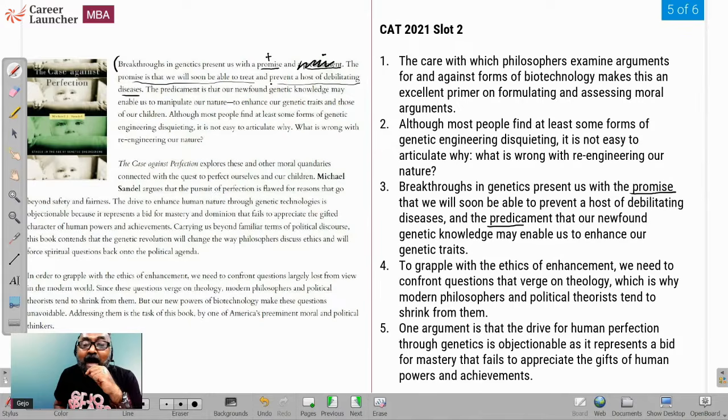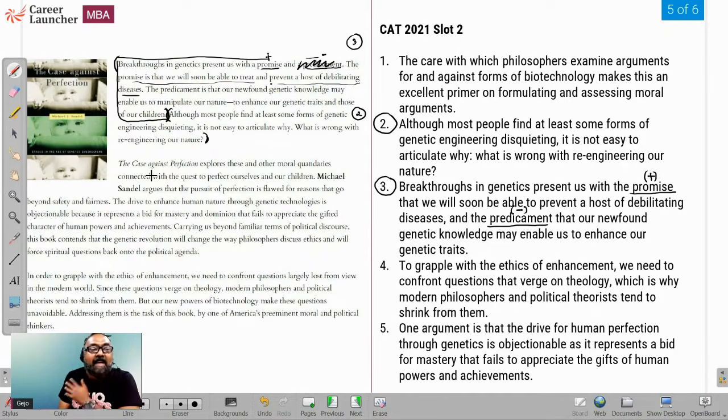Okay, we have got a predicament. Actually, if I look at it, now I'm picking this one. This has got a positive statement, and there's a negative one, right? So we have got certain predicament that is mentioned here, some promise, and there is a negative. Okay, fair enough. The predicament. I think all these sentences together have come together as our sentence number three. And although most people find at least some form, generally it's quoting, articulate why. I think these two sentences were connected together to create sentence number two. Okay, we have got three and two.